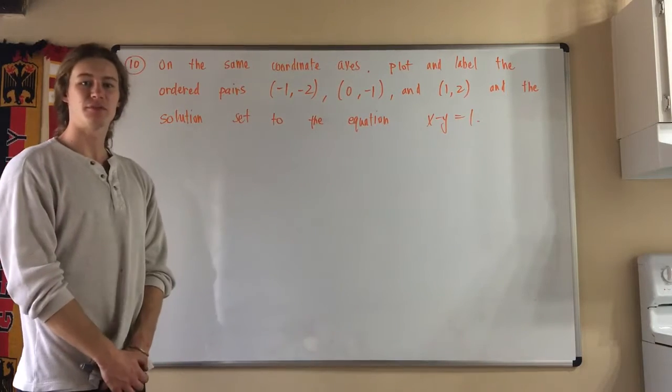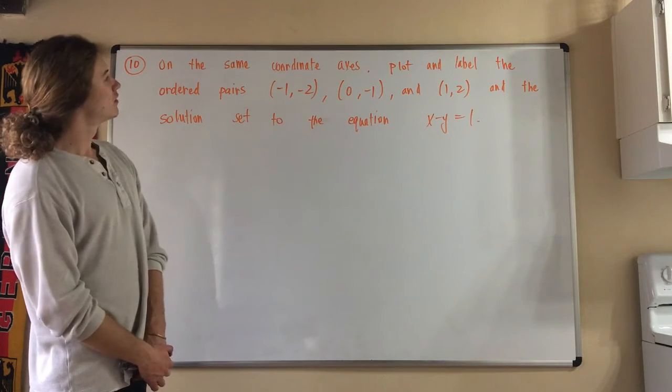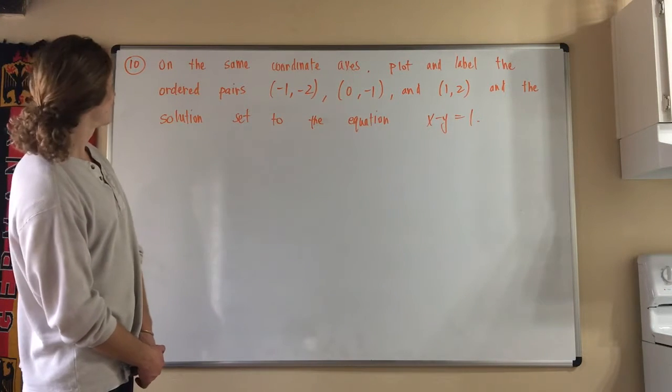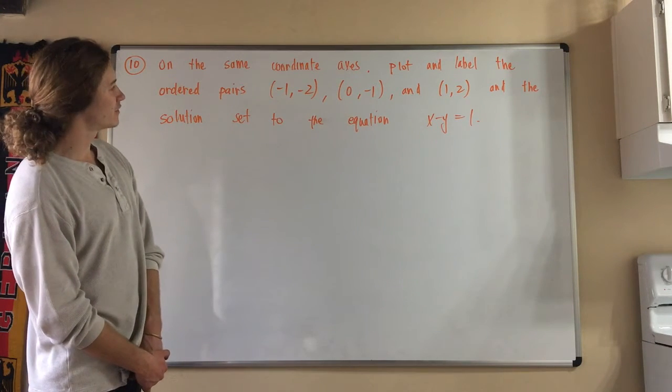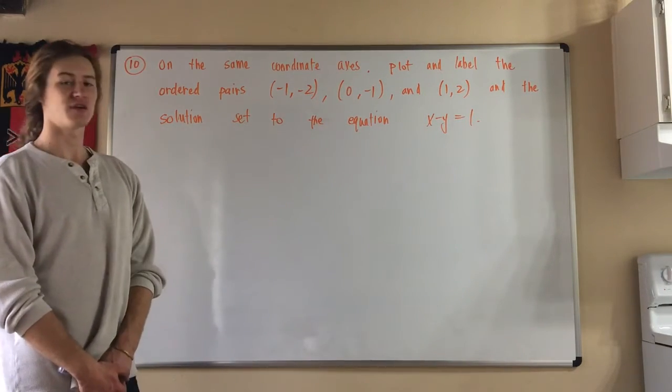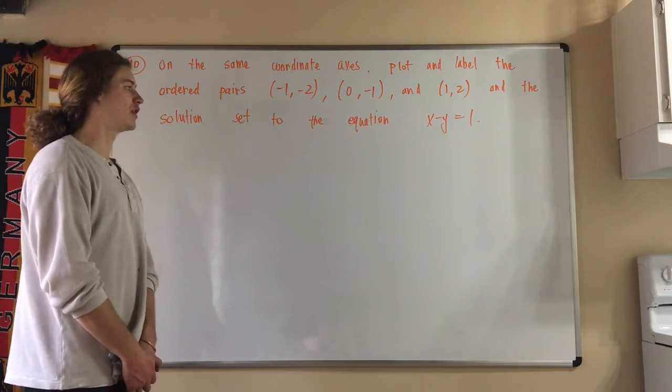All right, this is problem number 10 from midterm 2. Let's see what we can do with it. On the same coordinate axes, plot and label the ordered pairs (-1, -2), (0, -1), and (1, 2), and the solution set to the equation x minus y equals 1.